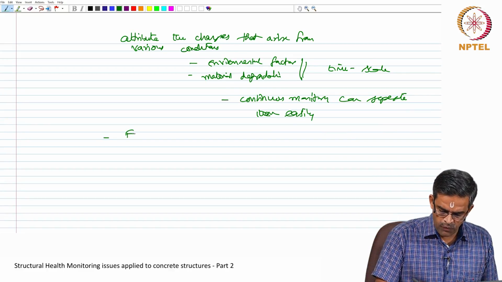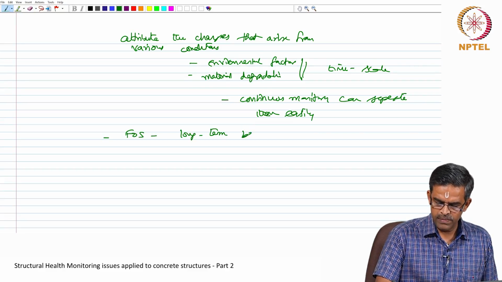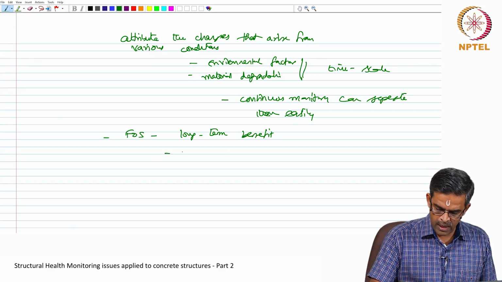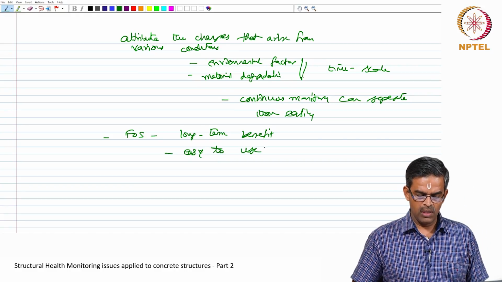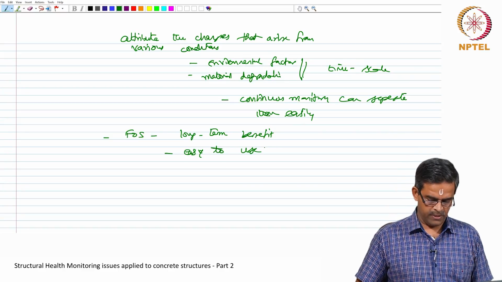So, therefore, use of fiber optic sensors have long term benefit and they are very easy to use. In the case study next module, I will show an example how fiber optic sensors can be useful in detecting the damage in concrete structures.